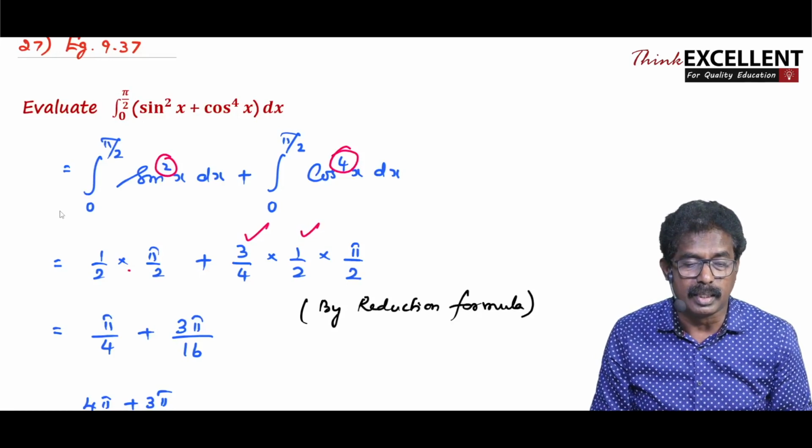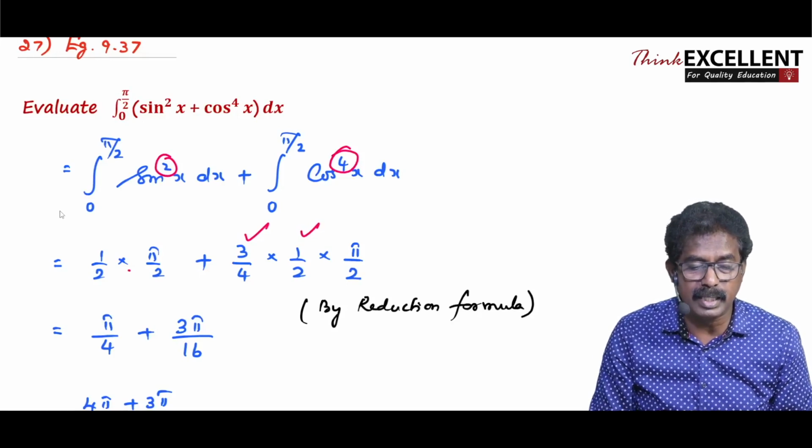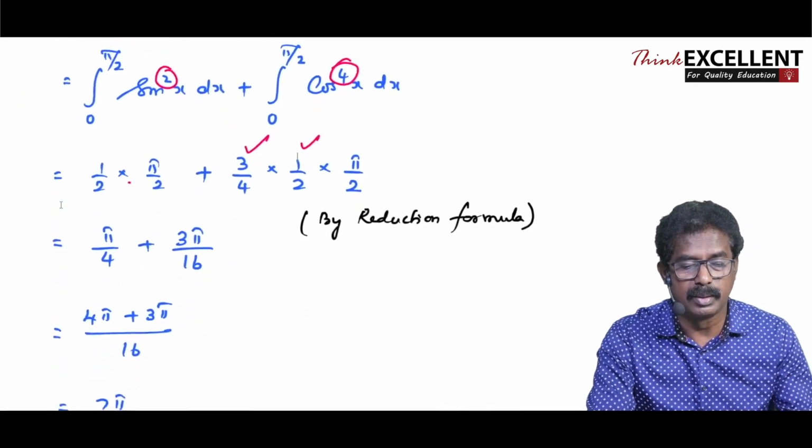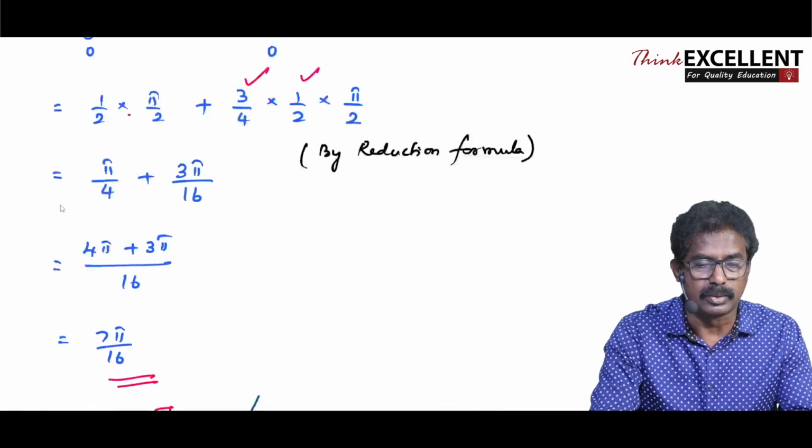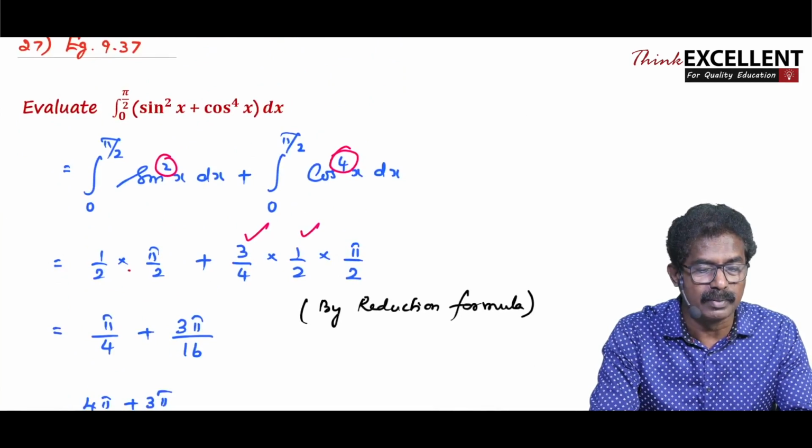Pi by 2. Then pi by 4 plus 3 pi by 16. You take the LCM. You will get 7 pi by 16 as your answer. So that is question number 27.